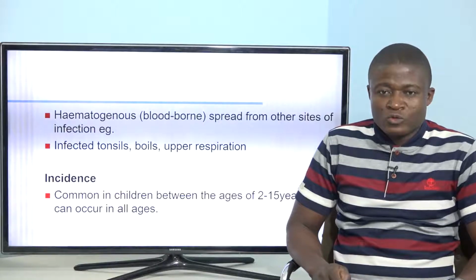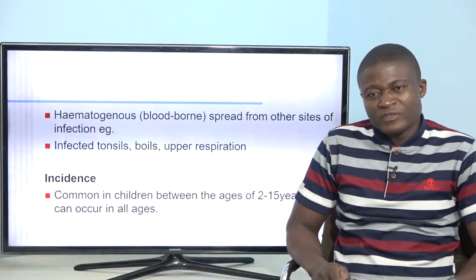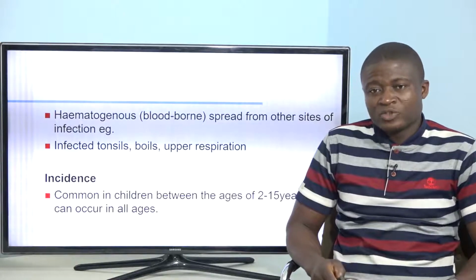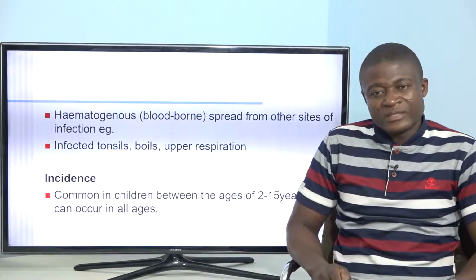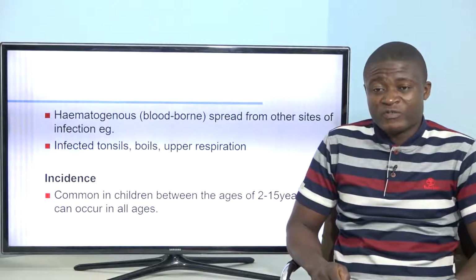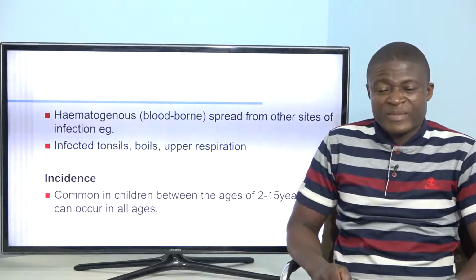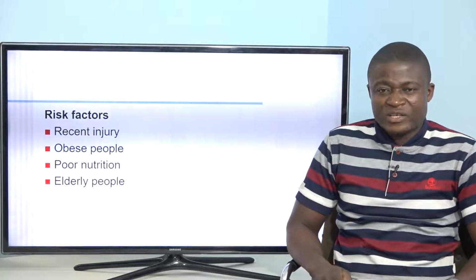Incidence. So osteomyelitis is common in children between the ages of 2 to 15 years, but it can occur in all ages. So it doesn't mean it is only those between the ages of 2 to 15 that get osteomyelitis, but it is common among them. But any other person can also develop osteomyelitis, no matter your age.